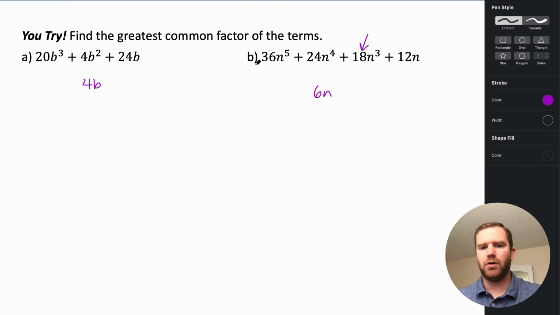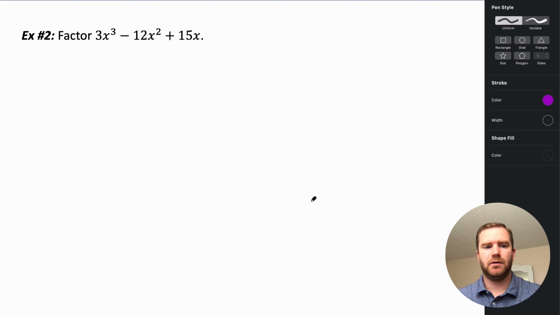So because this one, the 18, can't be divided by 12, we cannot have 12 be our greatest common factor. So then what do all of those have in common? They're all divisible by 6. 6 is the biggest number that all of them are evenly divisible by. And then all of them have at least n to the first power, so that's why 6n is our greatest common factor. So how do we use the greatest common factor to help us actually do this process called factoring?